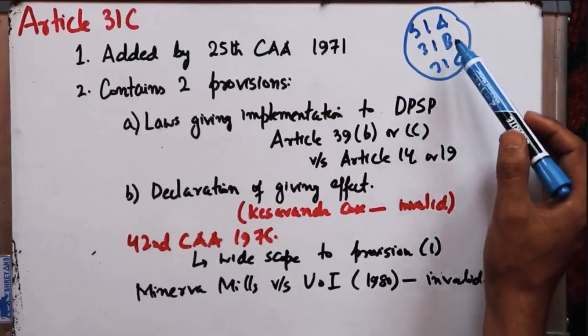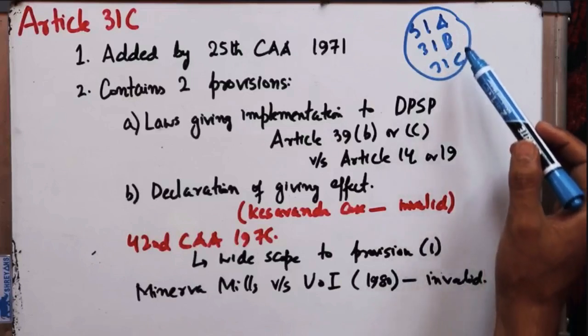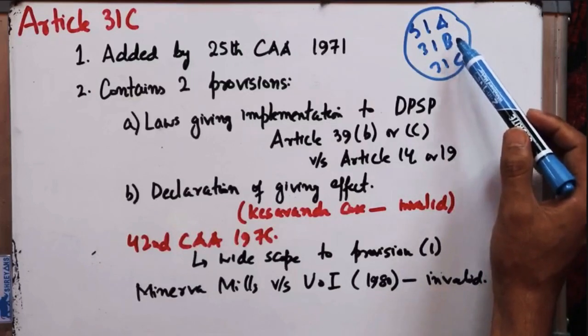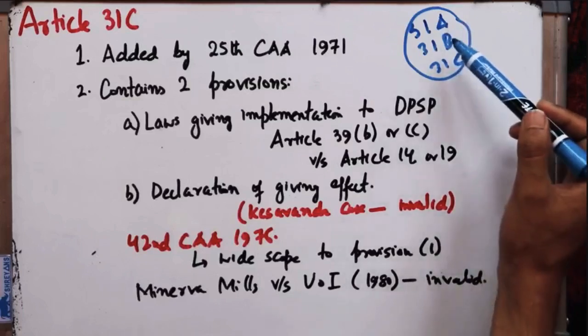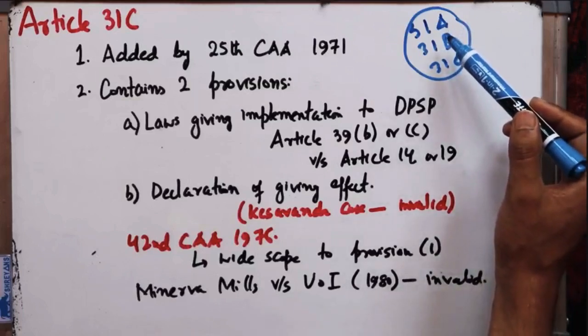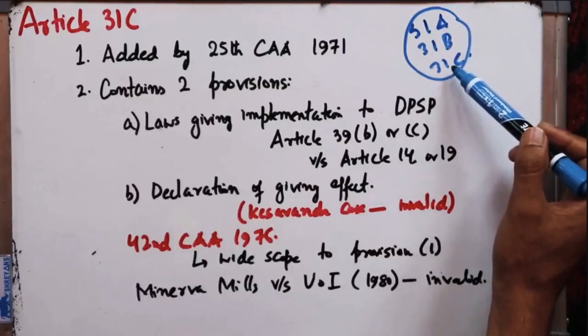by the first amendment, and it saves almost 282 acts from being challenged, right? And now it is open to judicial review, and all the acts added to the 9th schedule after 1973 are open to judicial review. Now we will deal with Article 31C.